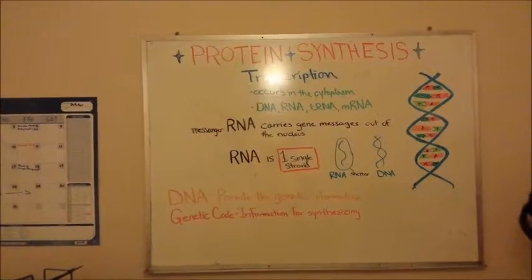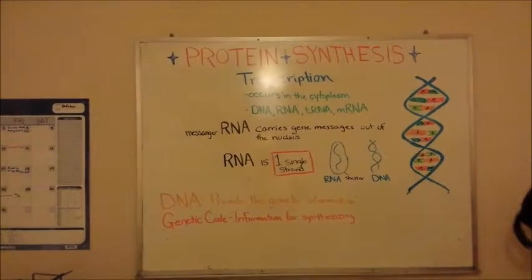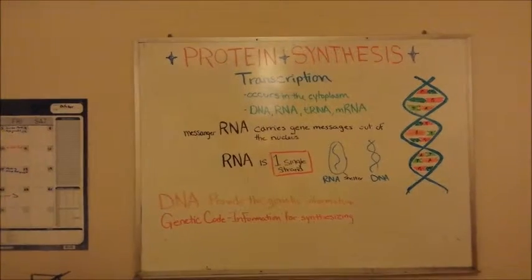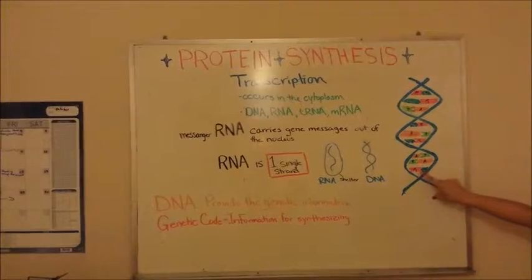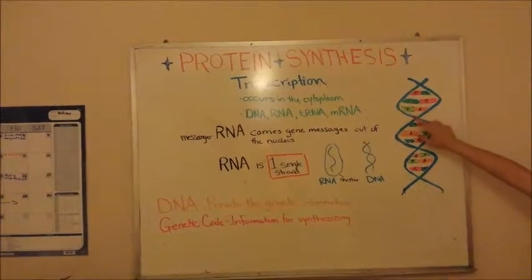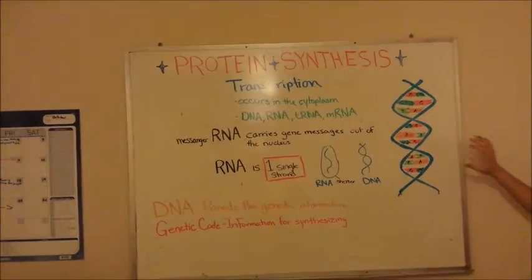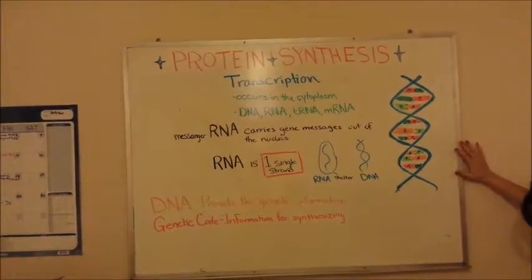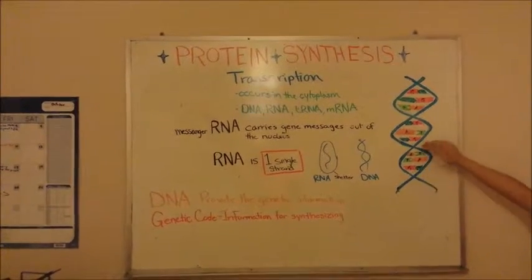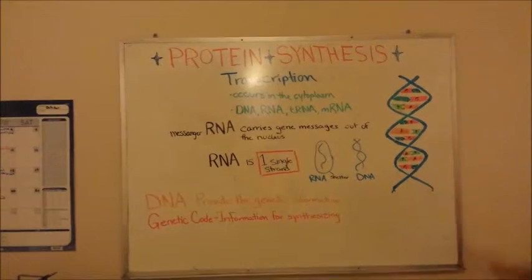The process of synthesizing is transcription, and they have to follow the rules of complementary base pairs. So as you see, G goes to C and T goes to A. It can go GC or CG, and it can go TA or AT, but it has to follow the complementary base pairing. So C can't go to T and A can't go to G. It has to be G to C and T to A.